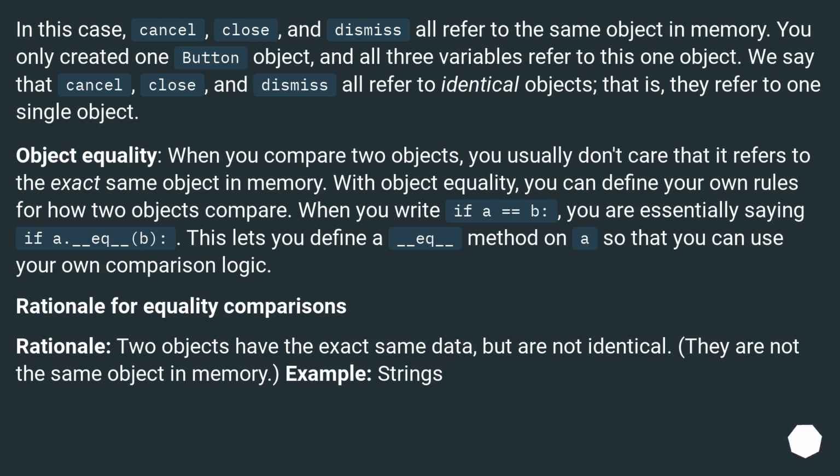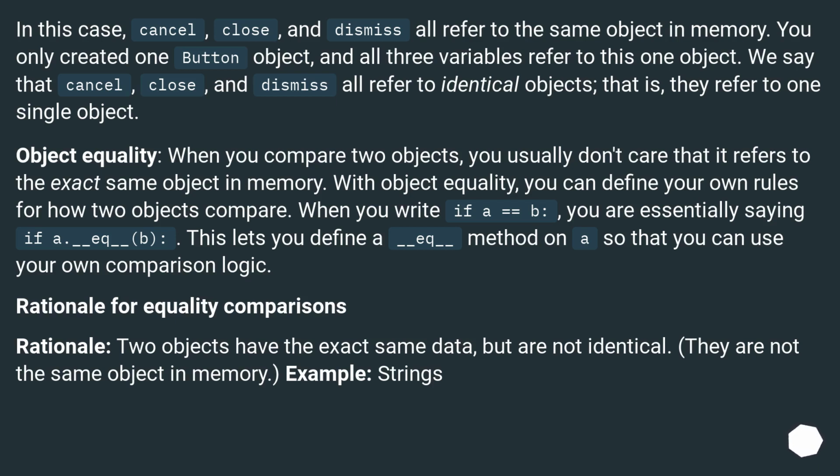Object equality. When you compare two objects, you usually don't care that it refers to the exact same object in memory. With object equality, you can define your own rules for how two objects compare. When you write if a == b:, you are essentially saying if a.__eq__(b):. This lets you define an __eq__ method on a so that you can use your own comparison logic.